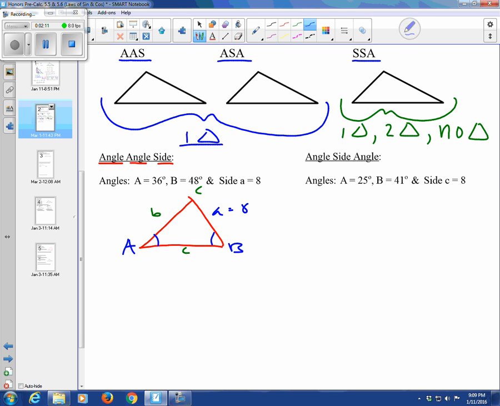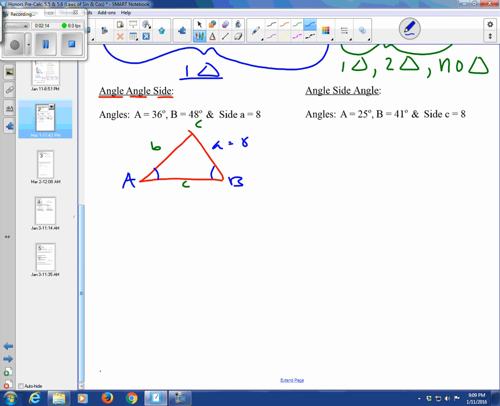So what we're going to do is set up the ratio that we have, which is the ratio for angle A to side a. So we've got sine of 36 degrees, that's angle A, over our length of 8, which is the side opposite A. And we're going to set that equal to the ratio involving the other dimension that we're given, angle B: sine of 48 degrees over side b, which is one of the dimensions we're missing.